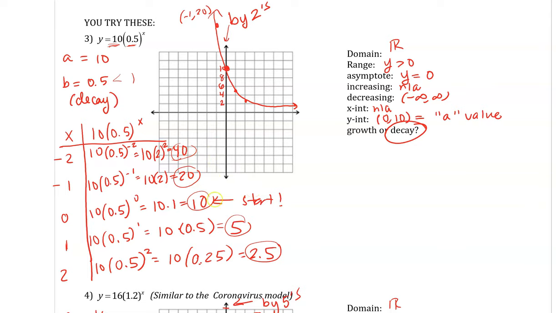It's a repeated multiplication of the decay rate in this case, which is why the numbers are going down, because when you multiply by a fraction, you're really dividing by something. In this case, we're dividing by 2.